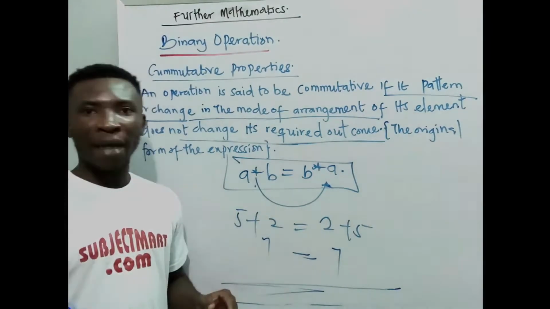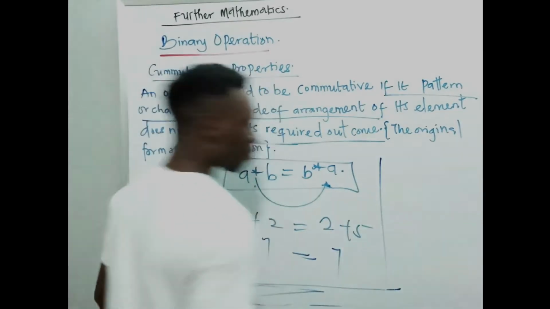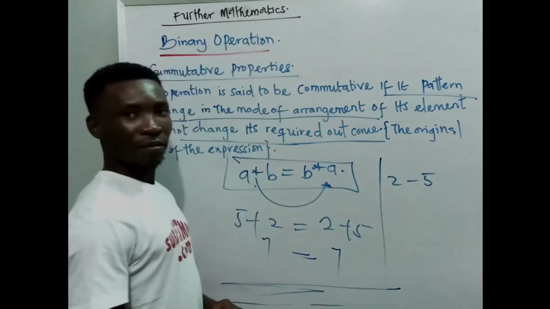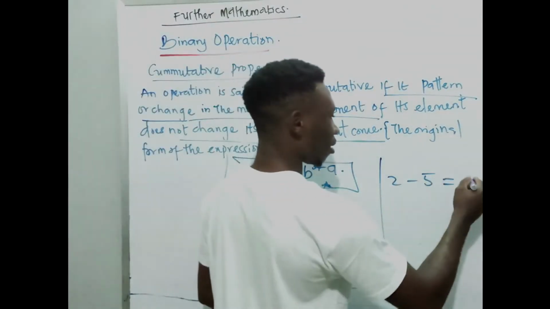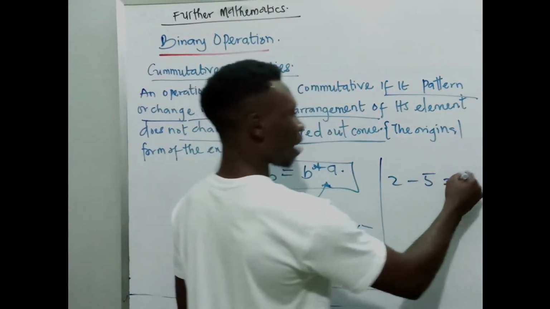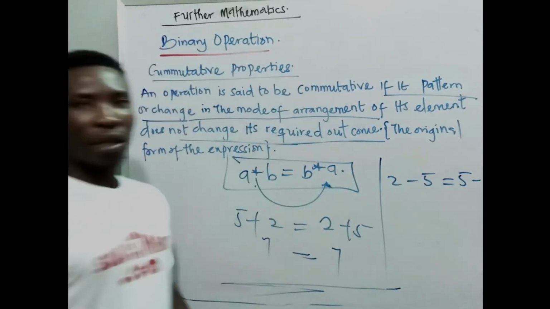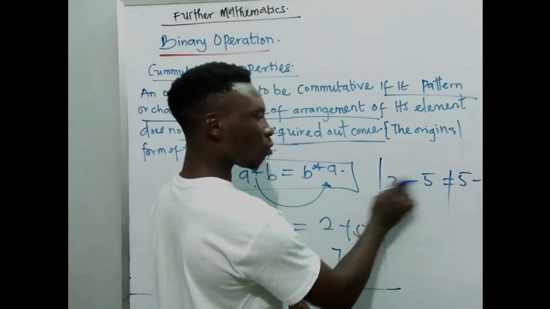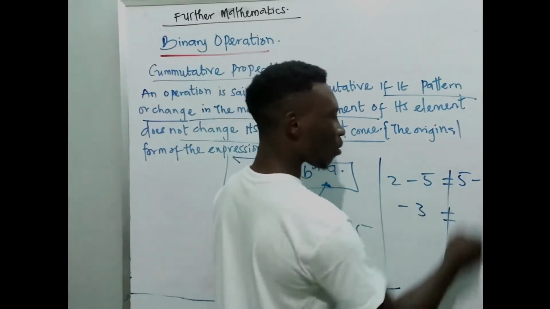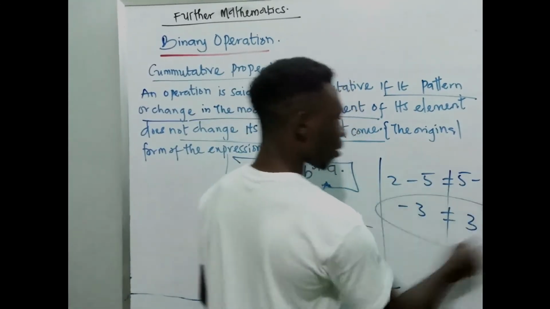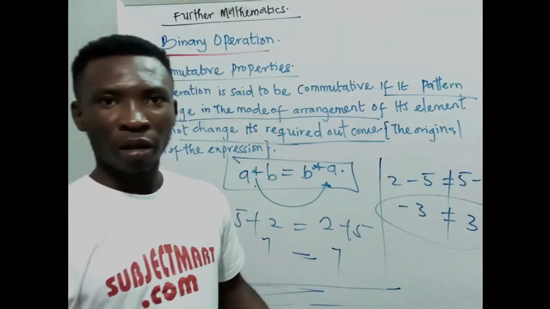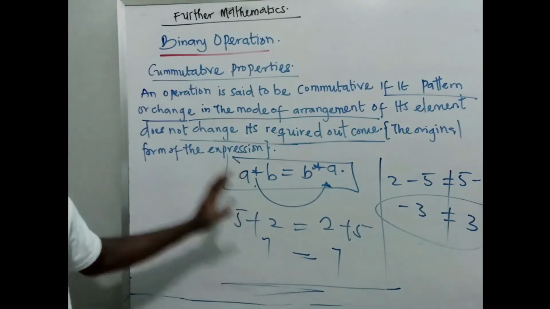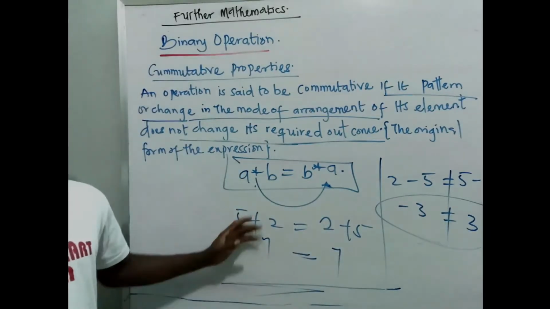There are cases where it is not commutative. For example, 2 minus 5 and 5 minus 2. In this case, this is not commutative, because 2 minus 5 will give me minus 3, and it is not equal to 5 minus 2, which is 3. So this expression is not commutative. So your binary operation has to be commutative.